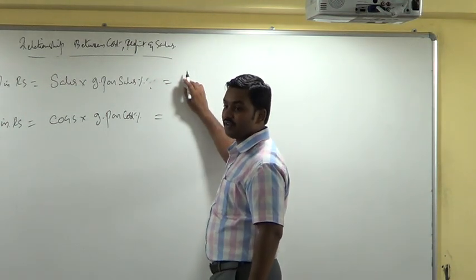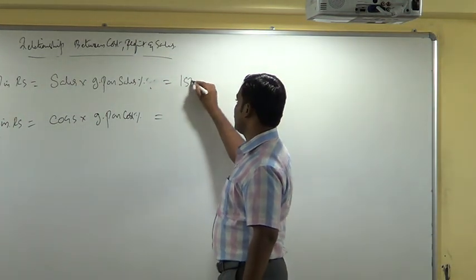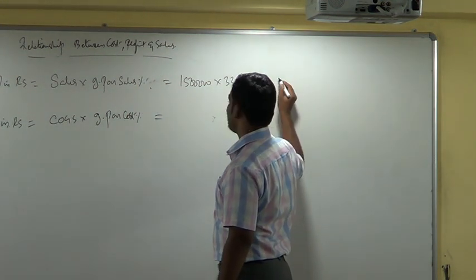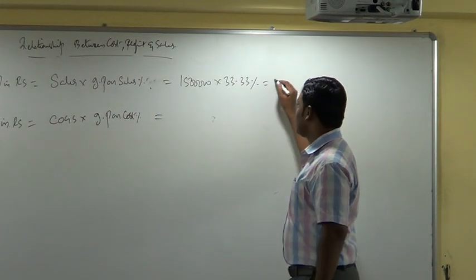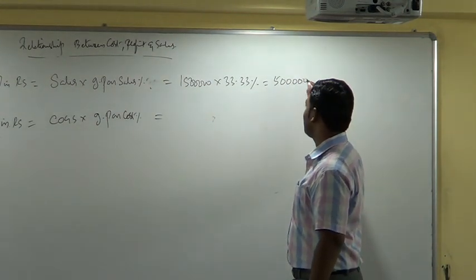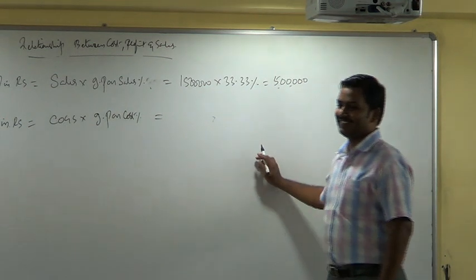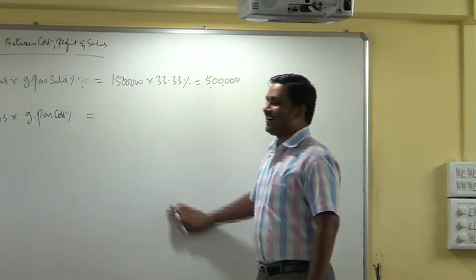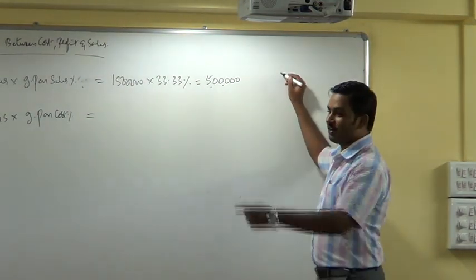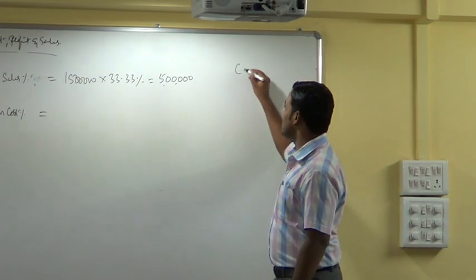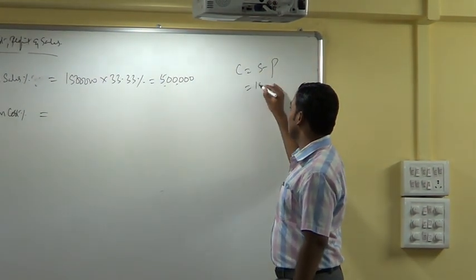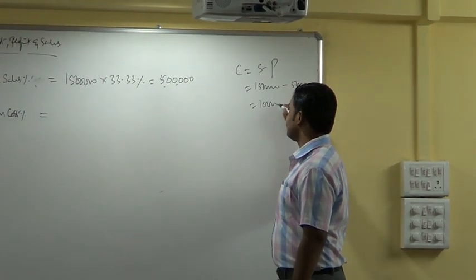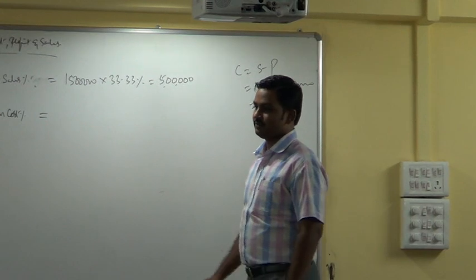Sales figure. How much is the sales figure? 15 lakh. Gross profit percentage 33.33%. How much do you get? 5 lakh. Don't fight for change. This is 5 lakh. I got the gross profit in rupees. What did I want? One more question I asked. Cost. C is equal to S minus P. 15 lakh minus 5 lakh, 10 lakhs.